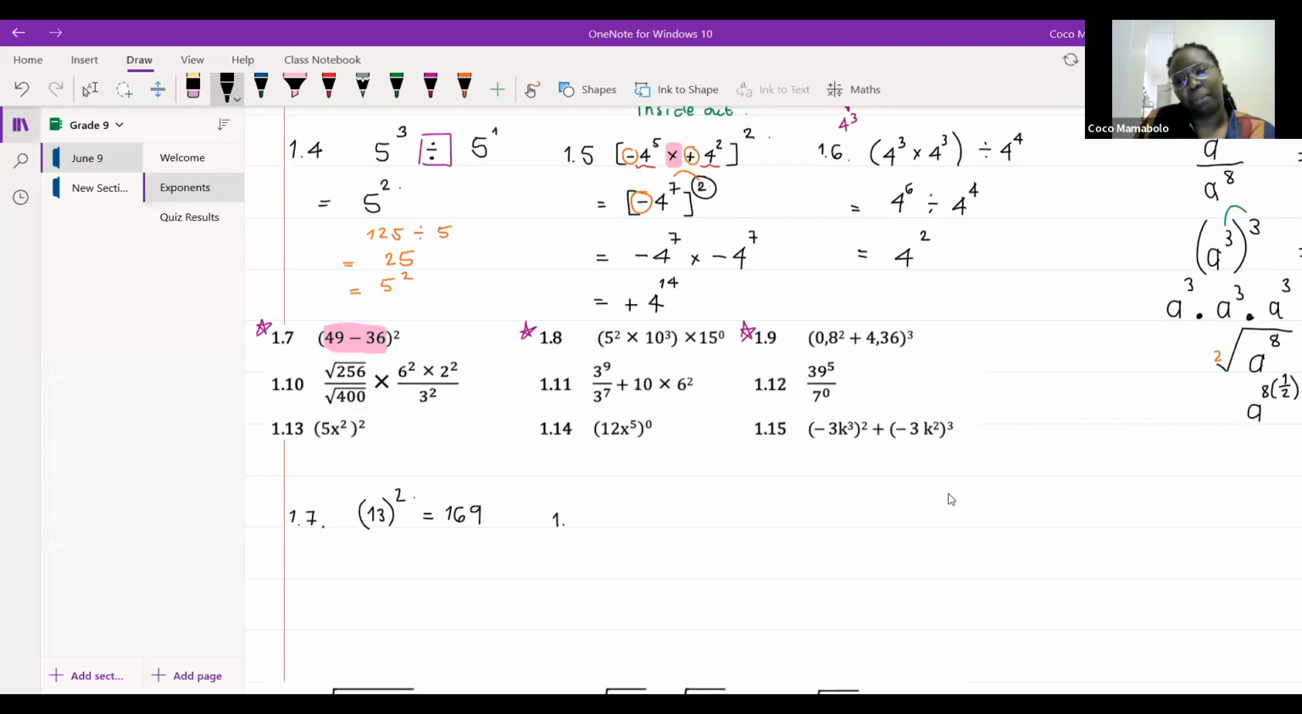I think that one was too easy. Let's maybe do 1.8 as well. Let's look at these ones over here in the middle. So I've got 5 squared times 10 cubed, multiplied by 15 to the power of 0. Where would we start with this kind of question, Theo? Won't you start by the 15 to the power of 0? Good. What do we know about 15 to the power of 0? It is going to be 1, ma'am.